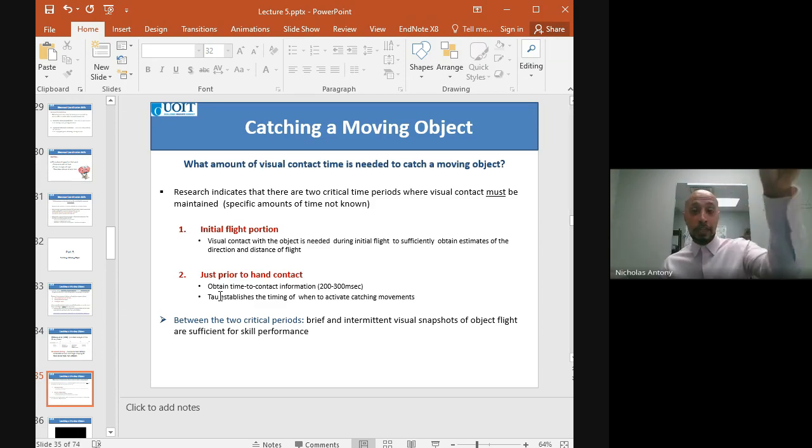You're going to look at the object with your central vision. That's going to give us distance, size, shape, movement pattern. It's going to give us an estimation of where the object is going to go. So we would move our hand to that location. And then just prior to contact, you're going to look at the object. It's going to give us our timing, and then you're going to reach your hand around the object.